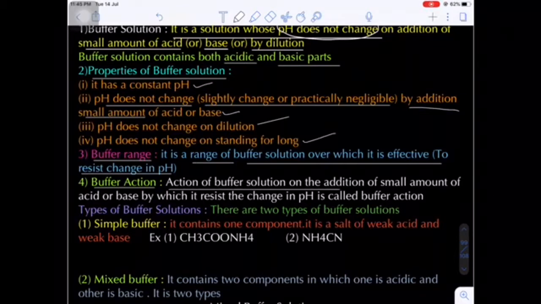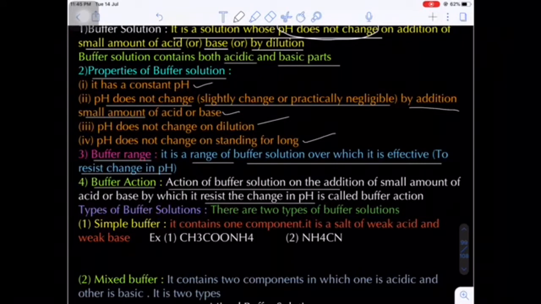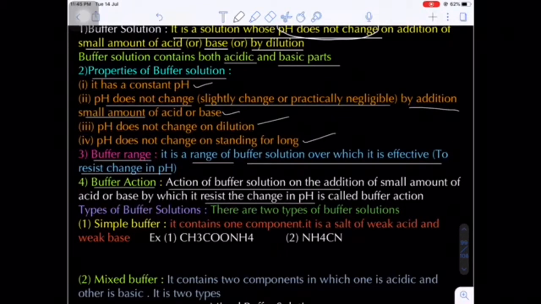Okay. Now, the next definition, what is buffer action? Buffer action means the action of a buffer solution on the addition of a small amount of acid or base by which it resists the change in the pH. Just now I told you the definition of a buffer. It is a solution whose pH does not change by addition of a small amount of acid or base, or by dilution, and this action, this phenomenon, is called buffer action.